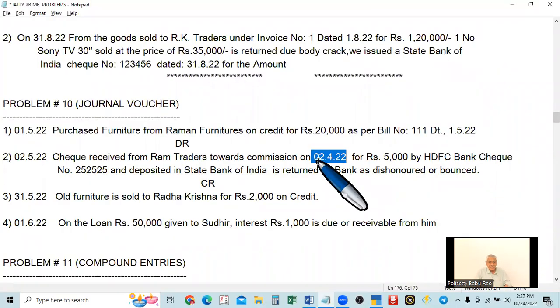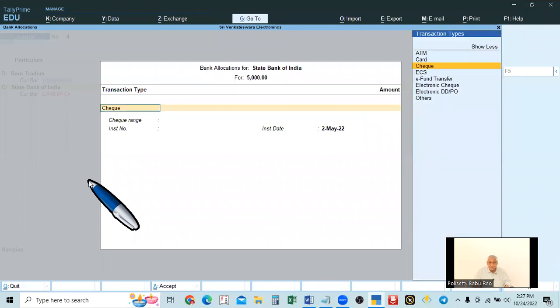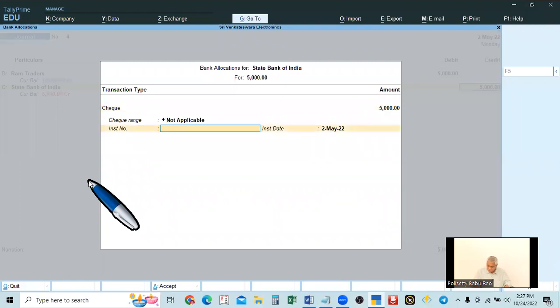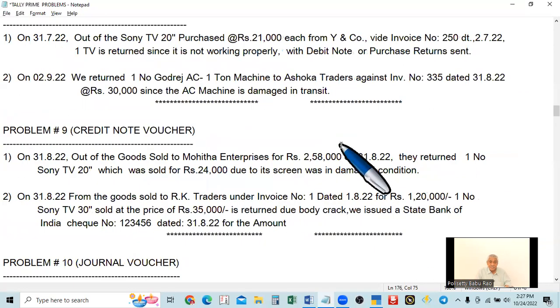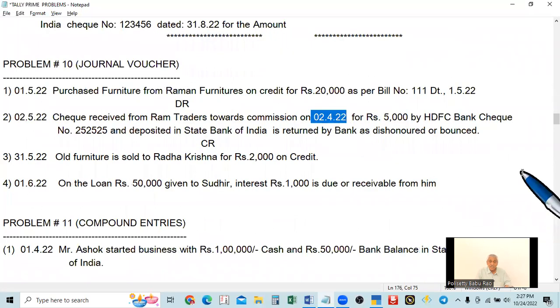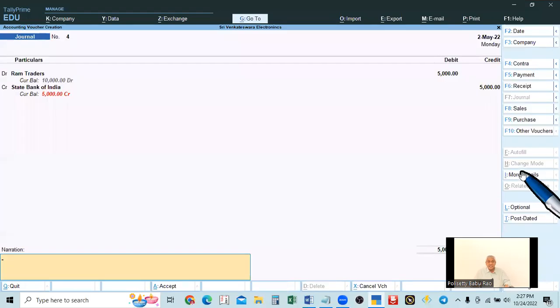We will select the check, and instrument number means check number 252525. Sorry, not here. Here, instrument number 252525. Okay, and the bill date is the check date, not today's date. Today the check is dishonored. When the check was issued, it was issued on 2/4. So here enter 2/4, 2nd April. That is the date of the check.